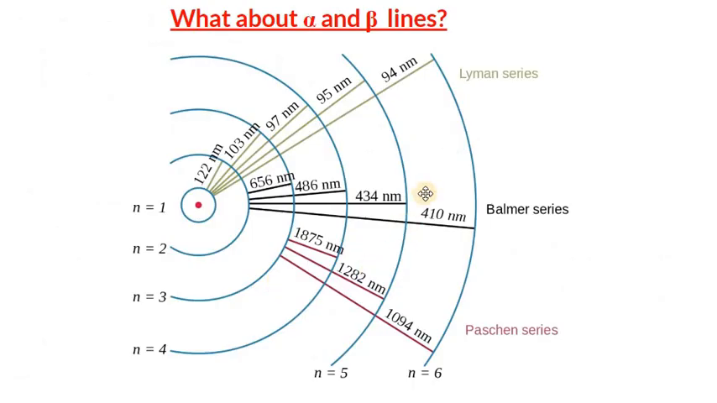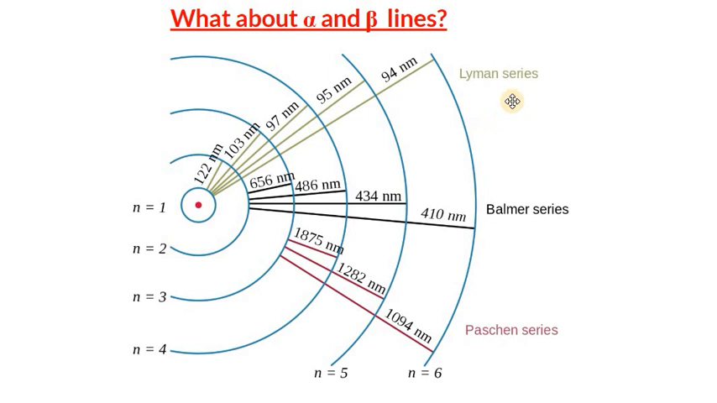Next, I told you in the first video that I will be talking about alpha, beta and gamma lines. First listen to one thing: we have different series, Lyman series, Balmer series, Paschen series. For Lyman series, alpha, beta, gamma, delta different lines are possible. For Balmer series, alpha, beta, gamma, delta different lines are possible. For Paschen series also, and so on and so forth. For each of the series, we can have alpha, beta, gamma lines.